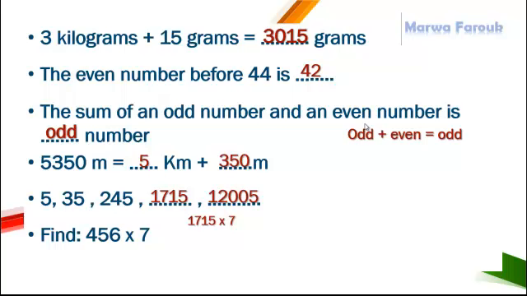The last one here, find 456 times 7. When we see find, we are just going to get the result of the operation. So we are going to say 456 times 7 equals what? Let's make a multiplication. 6 times 7 equals 42. We will write 2 and carry 4. Now 5 times 7 equals 35, and 35 plus 4 equals 39. We will write 9 and carry 3. Now 4 times 7 equals 28, and 28 plus 3 equals 31, so we got 3192. That was our general revision on Unit 1.